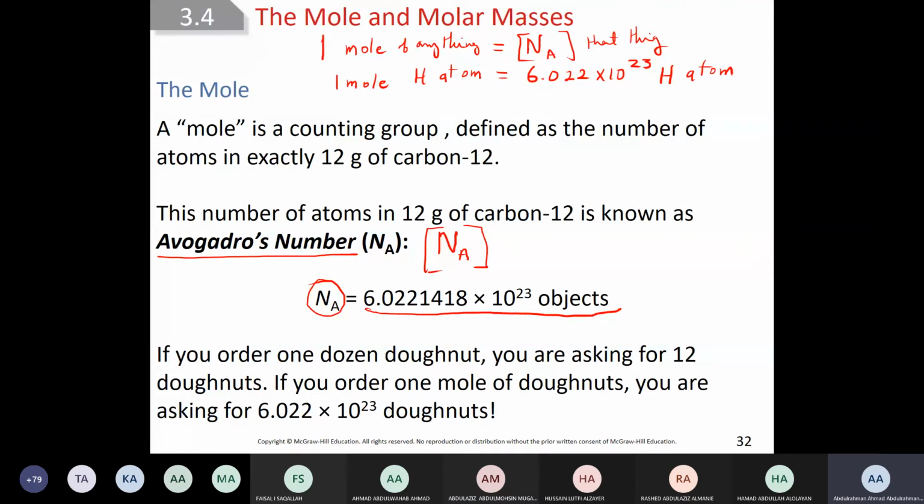Clear? If I have 1 mole of H2 atom, how many is this? 6.022 times 10 to the power 23. Should I multiply this by 2? No. Because the unit is different now. This one is called H atoms. This one is H2 molecule. Oh, I also made a mistake here.